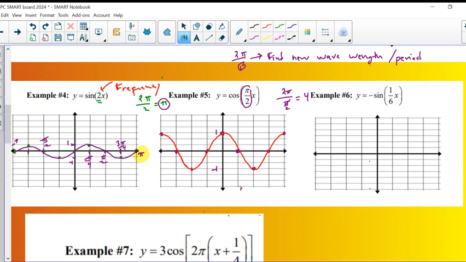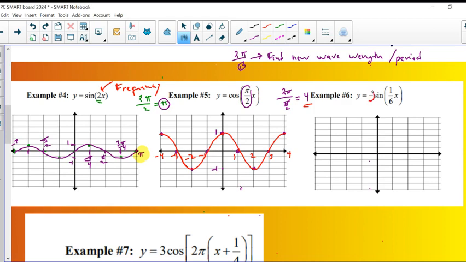So if I think, okay, my new period is 4, so it's taking me 4 units to get there. That means half of 4 is 2. This is 1. This is 3. How nice is that, right? Super nice. And then we know this is -4, and then quarters there, -3, -2, and -1.